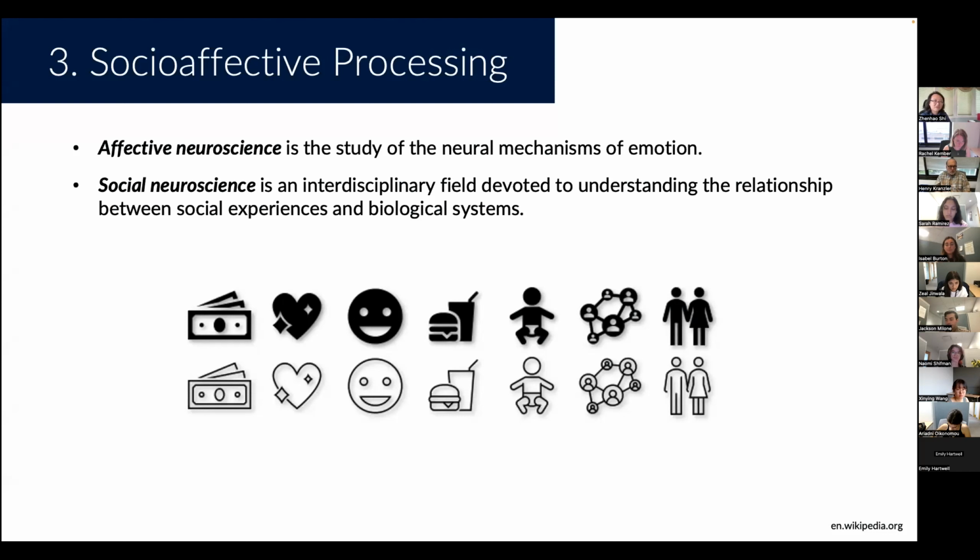Okay, next I want to talk about socioaffective processing, and this is basically a very vague, very large term for a lot of phenomena. Social neuroscience and affective neuroscience are two broad fields of study. They basically look at how the brain responds to emotional and social experiences. And in addiction, it's not uncommon to see socioaffective impairments.